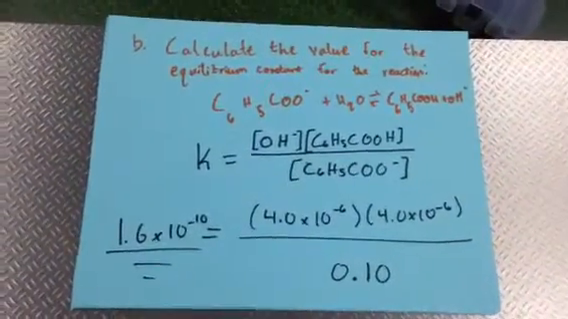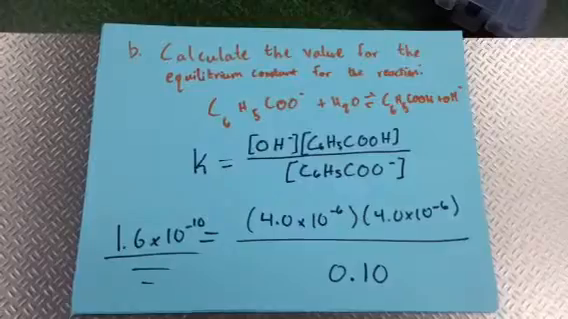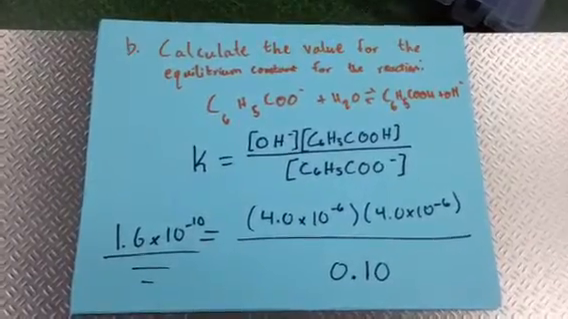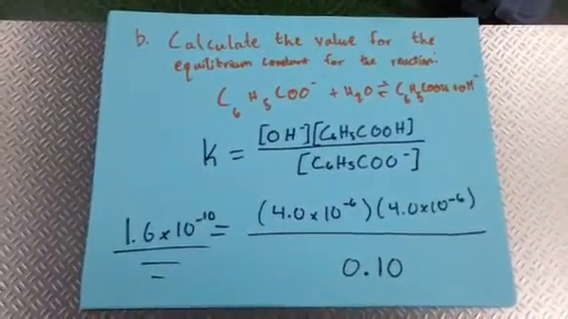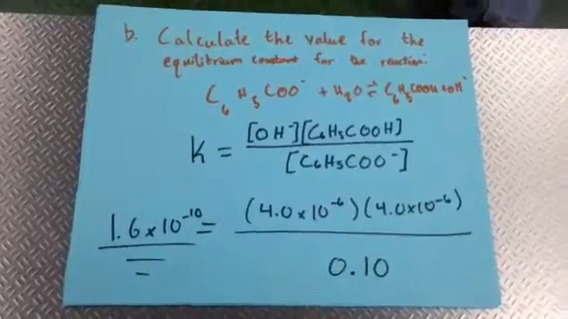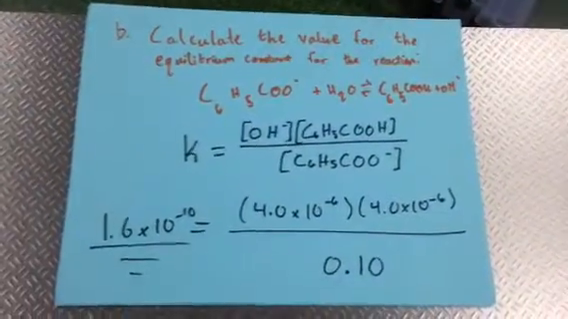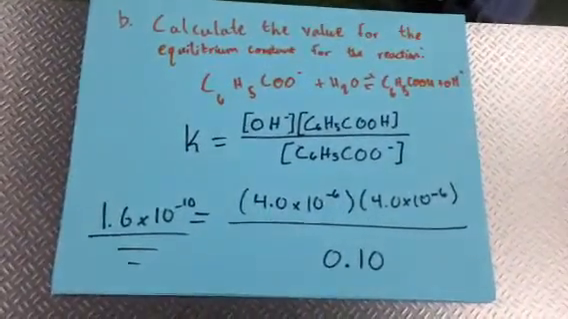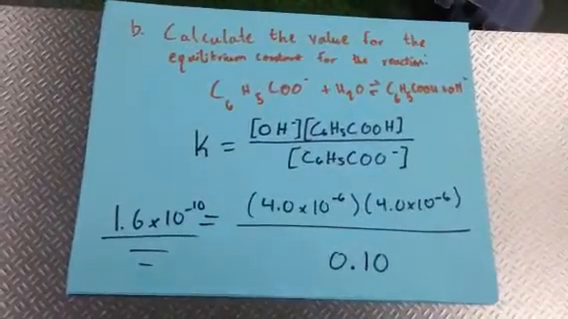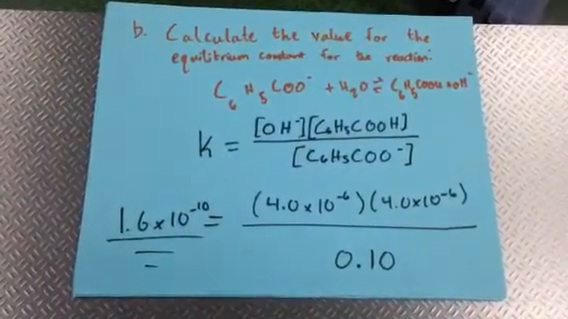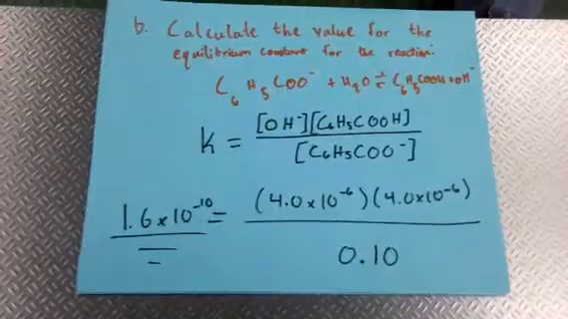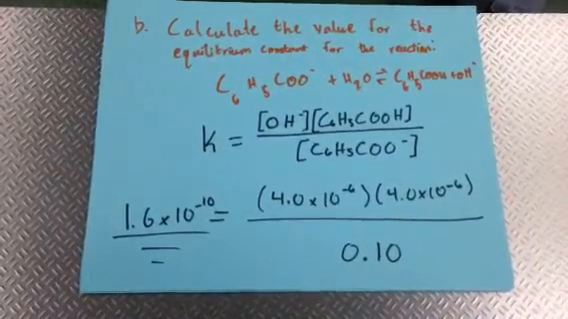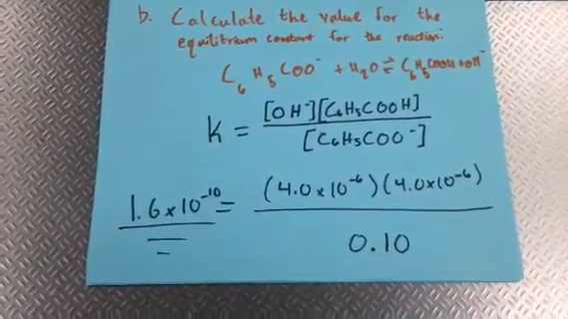Alright, letter B. Calculate the value for the equilibrium constant for the reaction, given right there. So first off, we found our equilibrium equation. K equals concentration of hydroxide times C6H5COOH over concentration of C6H5COO minus.